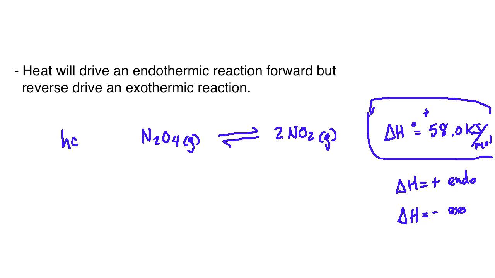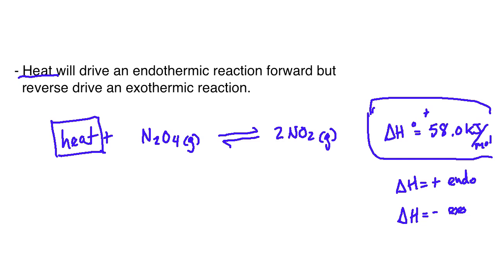It means that heat must be absorbed as a reactant with the N2O4 in order to drive the reaction this way. So if heat is considered a reactant because it's endothermic, then if I increase the heat, that means I'm increasing one of my reactants. You can view it almost like a chemical reagent, and that drives the reaction forward. So heat will drive an endothermic reaction forward, but it's going to reverse drive an exothermic reaction.